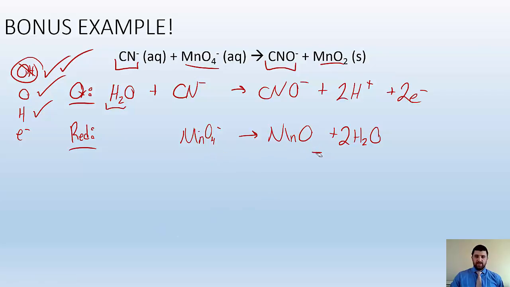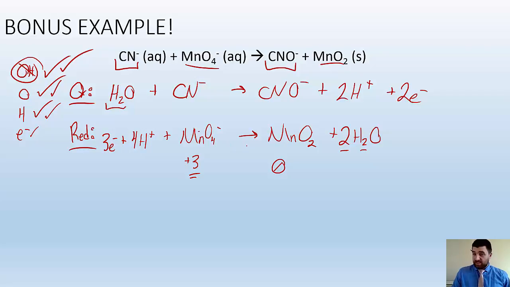And now I've got to balance my hydrogens by adding them as H pluses. Well, I've got 2 times 2, so I've got to get 4 H pluses. And now I've got to look at my charge. I did the oxygens, I did the hydrogens, now I'm left with just my charge. I've got +4 and a -1, so +3 on the left side. I've got 0 and 0 on the right side. So how do I get them to equal? Well, I'm going to have to add 3 electrons to the more positive side. So 3 electrons plus 4 H pluses plus MnO4 minus gives me MnO2 and 2H2O.